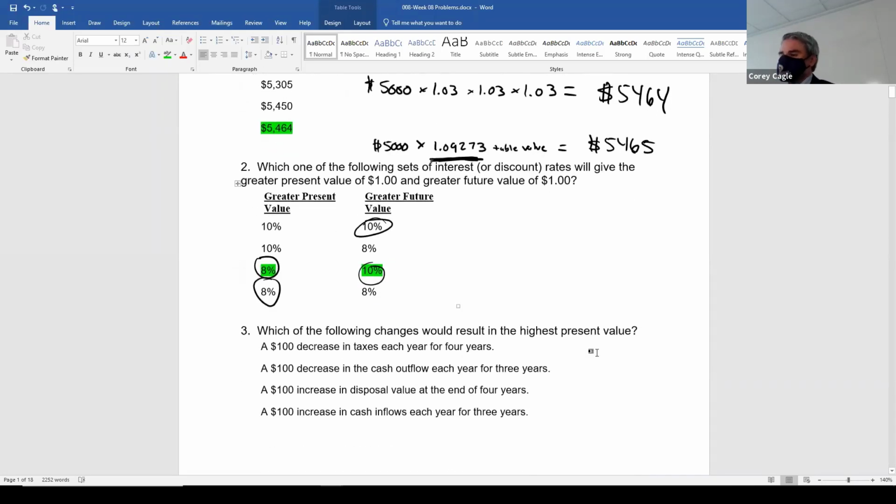Number 3, which of the following changes would result in the highest present value? A $100 decrease in taxes each year for 4 years. A $100 decrease in a cash outflow each year for 3 years. A $100 increase in disposal value at the end of 4 years. Or a $100 increase in cash inflows each year for 3 years. Which of the following changes would result in the highest present value?